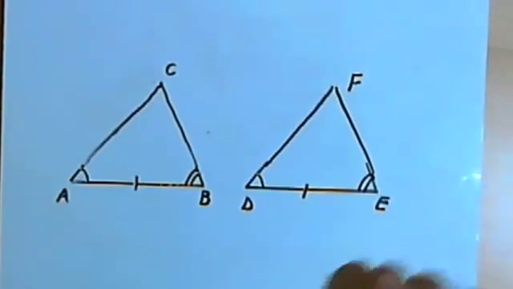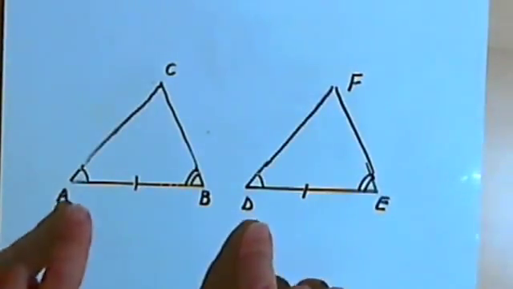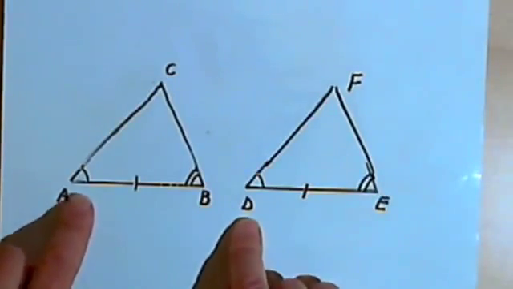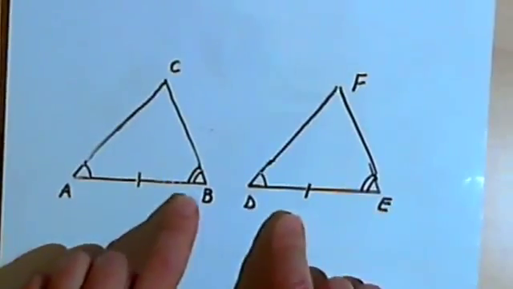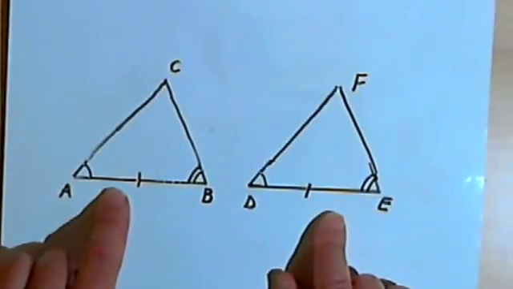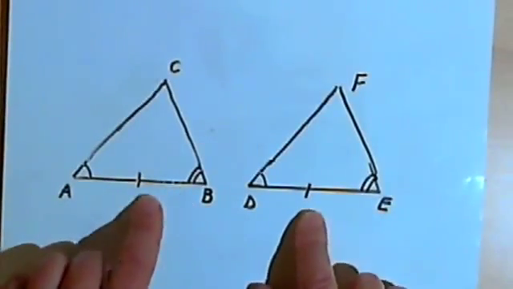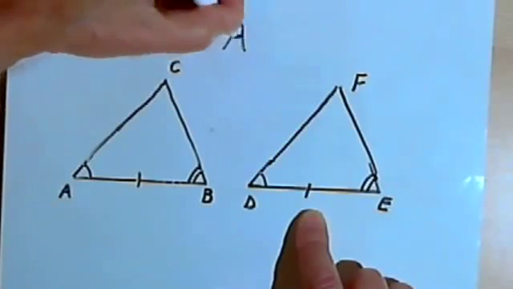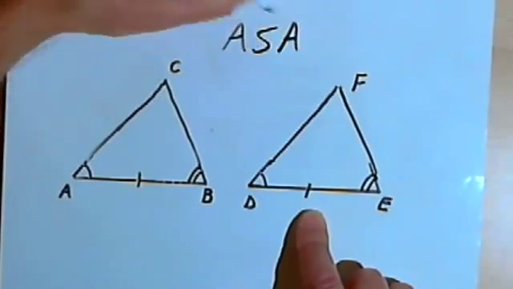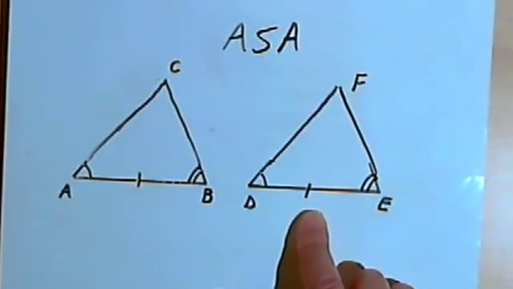What it says is, if we have two pairs of congruent angles, like pair A and D, and pair B and E, and the side between them, the included side between them, those sides are also congruent, then we're going to have two congruent triangles. So this is angle-side-angle, or ASA congruence.